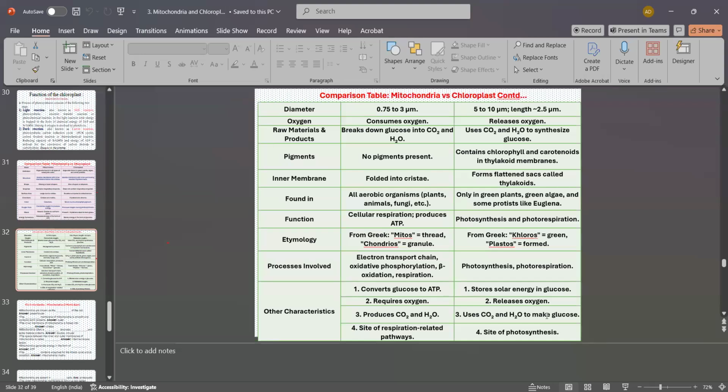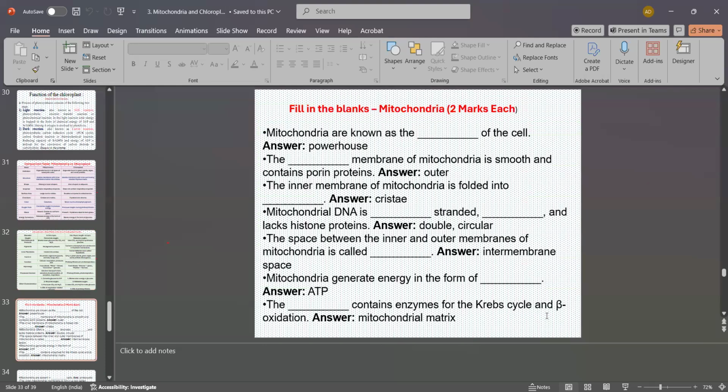This is also a major differentiation or comparison table of mitochondria versus chloroplast. So this is also completing the topic of mitochondria and chloroplast. Now, just asking a few questions, you will observe how well you understand these topics, and it can make answering easier.